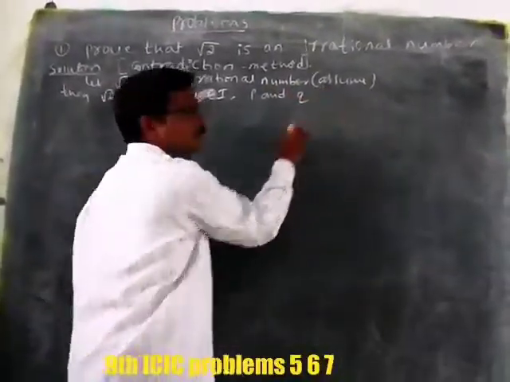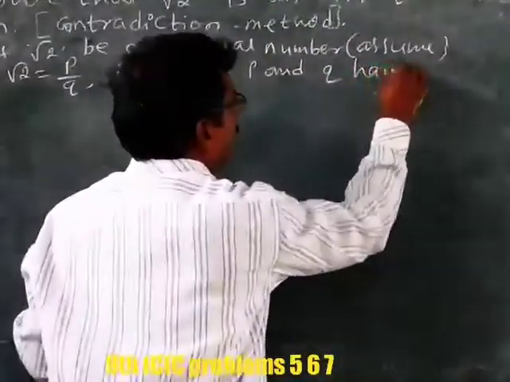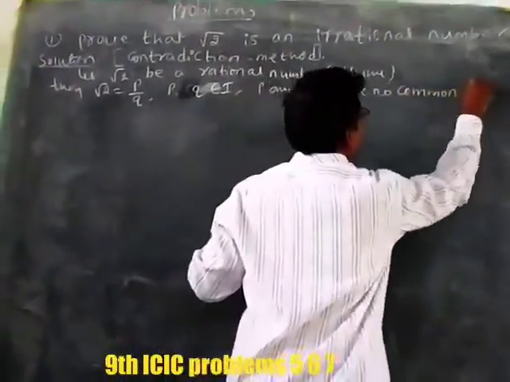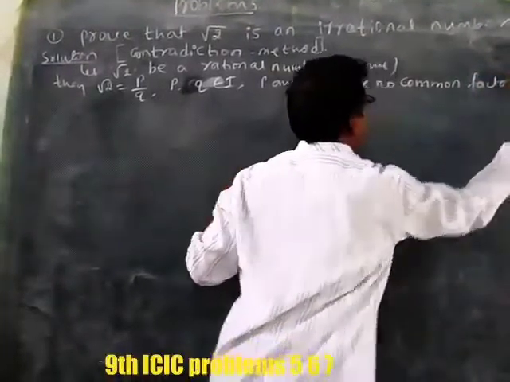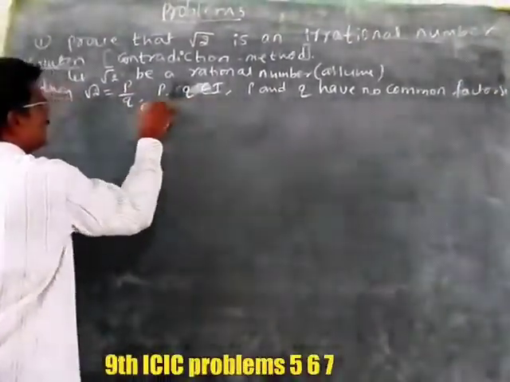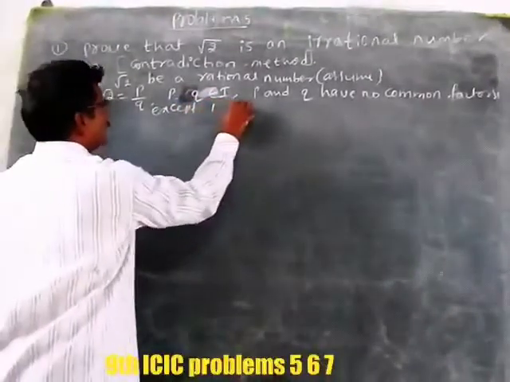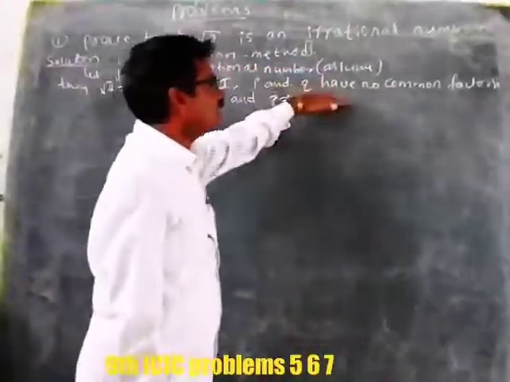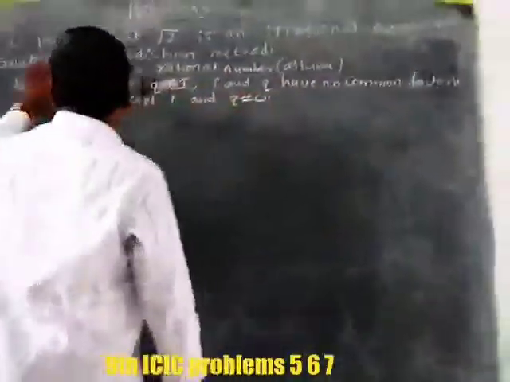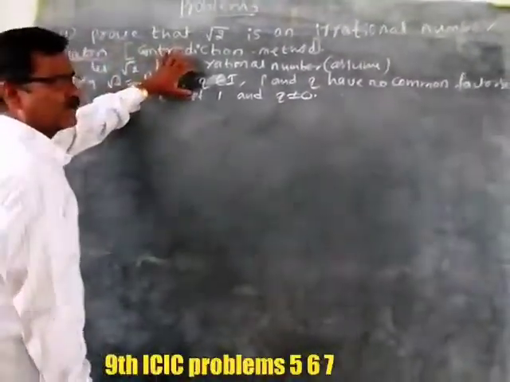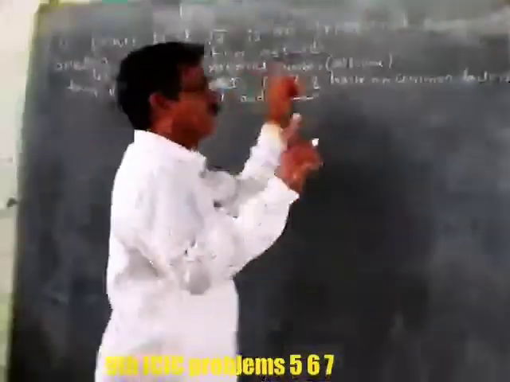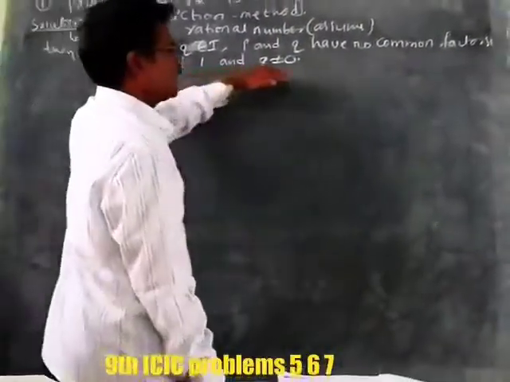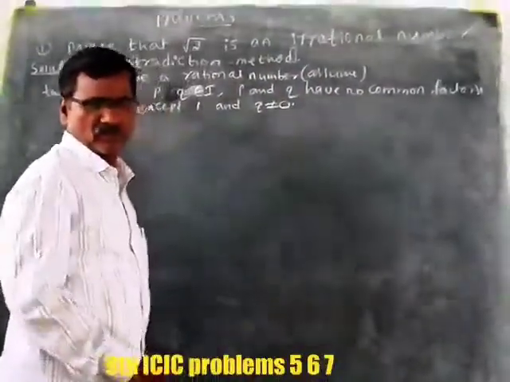P and Q have no common factors except 1, and Q is not equal to 0. This is the definition of a rational number. That is, root 2 is a rational number, and P and Q are integers where they don't have a common factor except 1, and Q is not equal to 0.